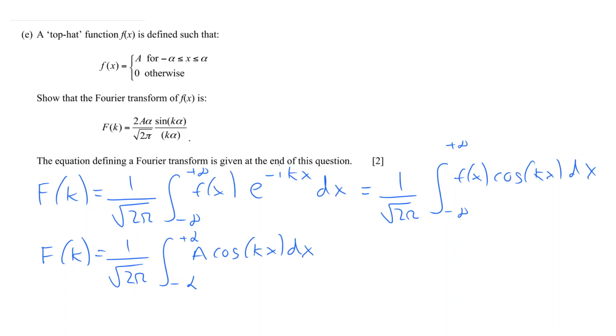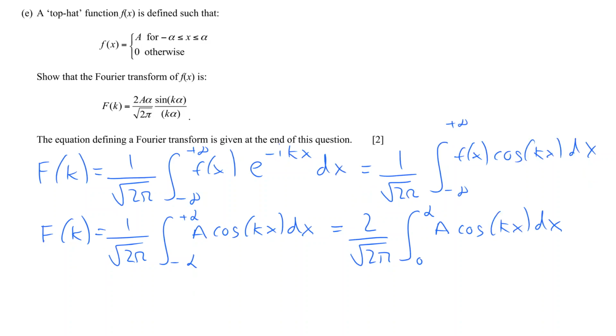The final step we can take is to notice that again we're integrating an even function, and so instead of integrating between minus α and plus α, we can simply integrate between 0 and α, but then we need to put an extra factor of 2 into the integral. So finally we can write that the Fourier transform is given by 2 divided by the square root of 2π, and then the integral between 0 and α of a cos kx dx.